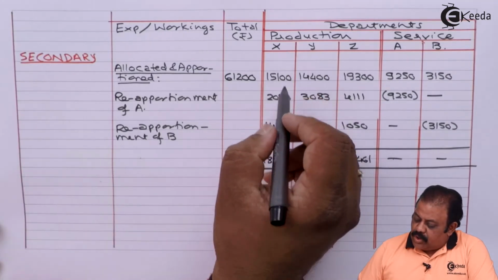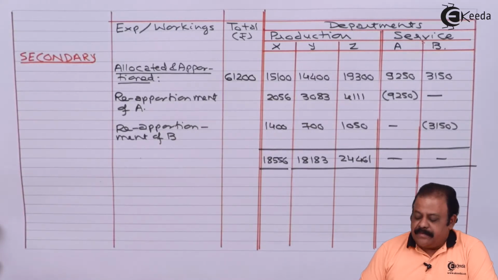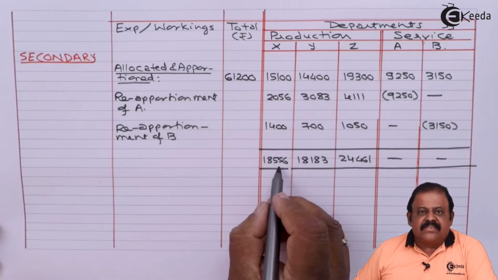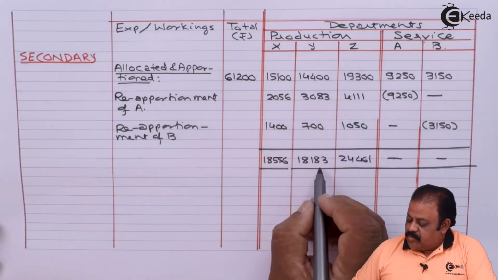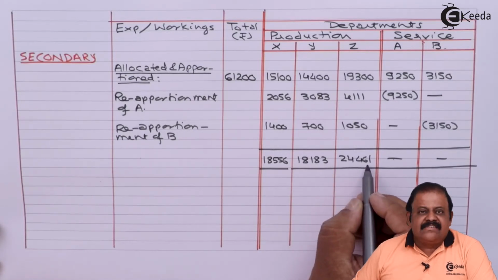Now, we can take total of X, Y and Z columns to get the actual amount of overheads distributed. That is, in case of X, 18,556, in case of Y, 18,183 and in case of Z, 24,461.